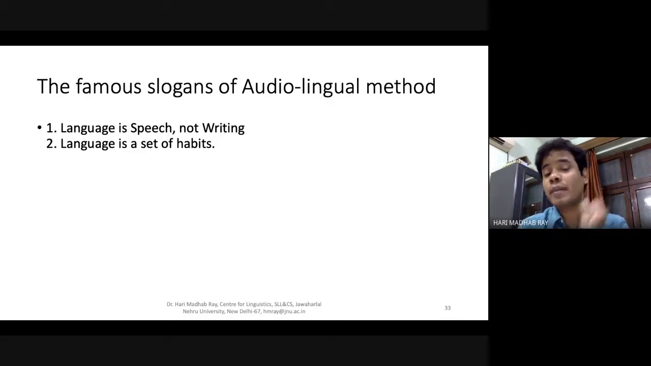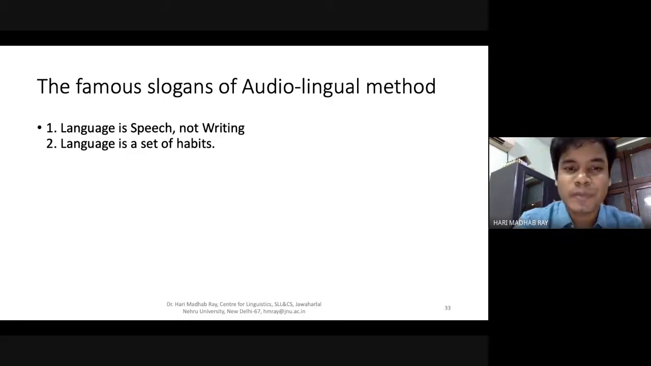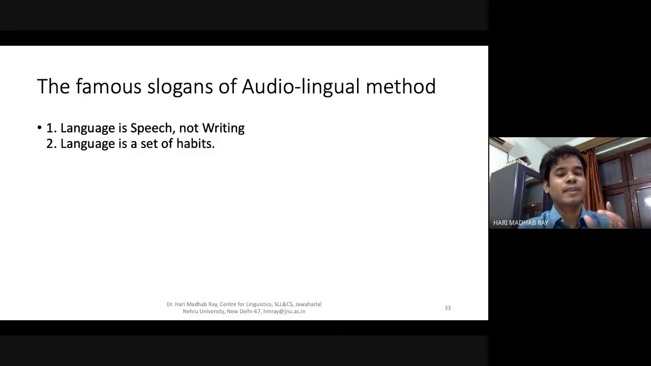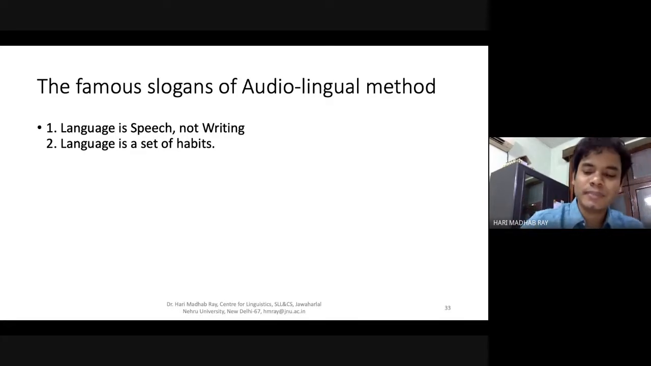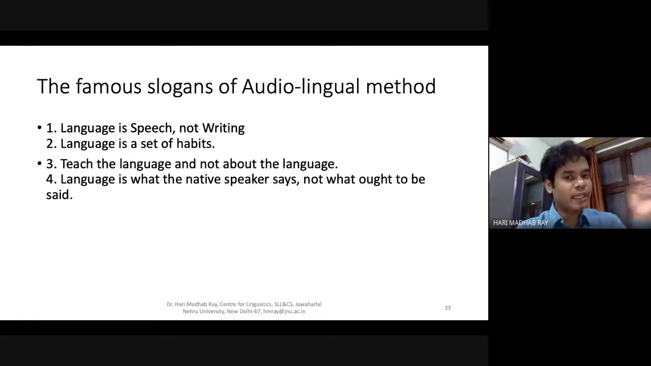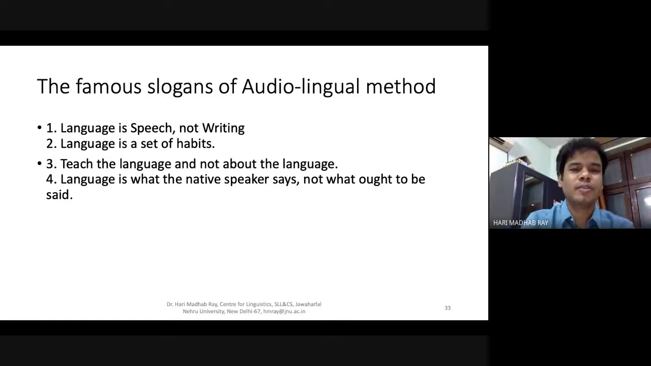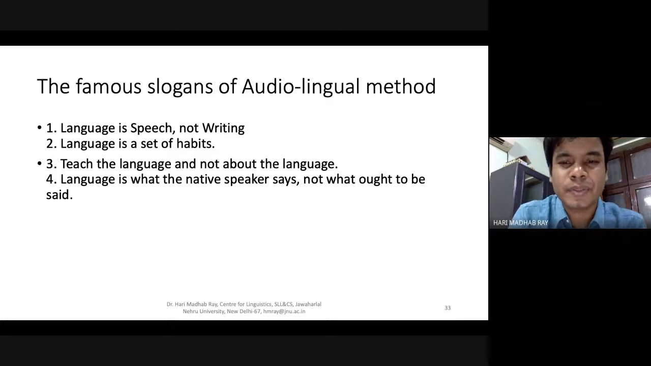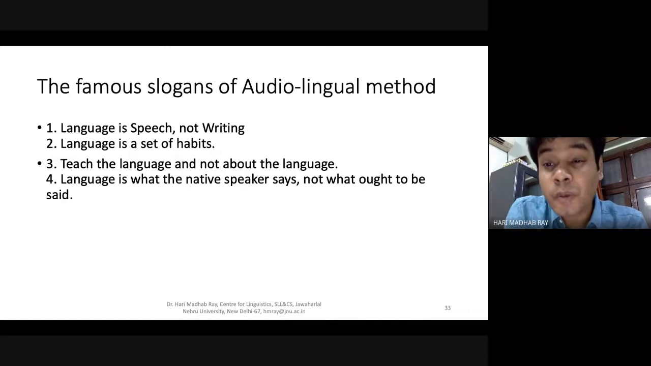A language is a set of habits. I talked about verbal behavior. So this is also their philosophical understanding that language is a set of habits, as if those habits can be easily learned, you see. And teach the language, not about the language. So they are teaching the language, but not about the language. About the language mainly means the kind of grammatical rules we are talking about; too much about it, no. Teach the language, not about the language. Language is what the native speaker says, not what ought to be said.